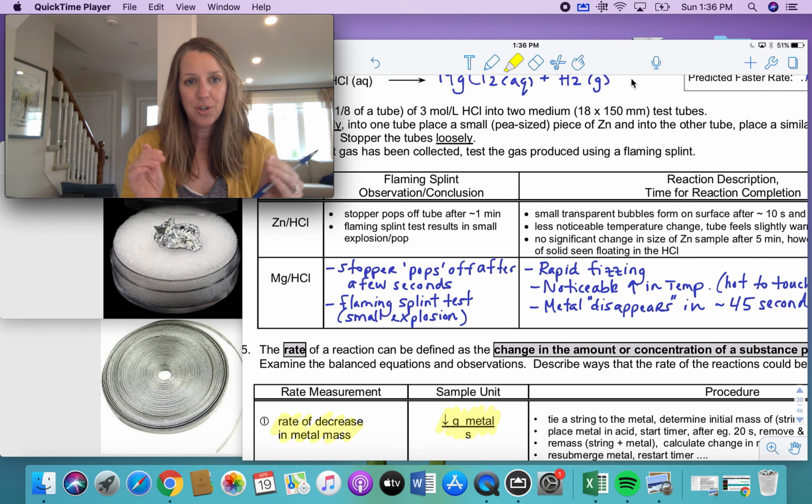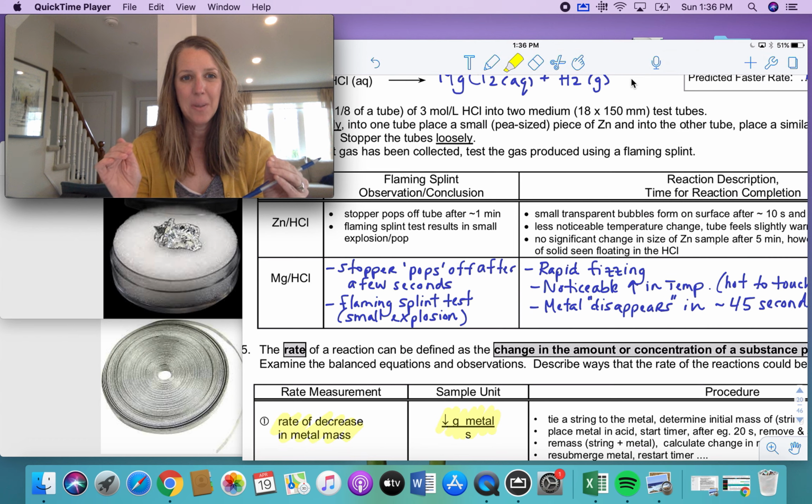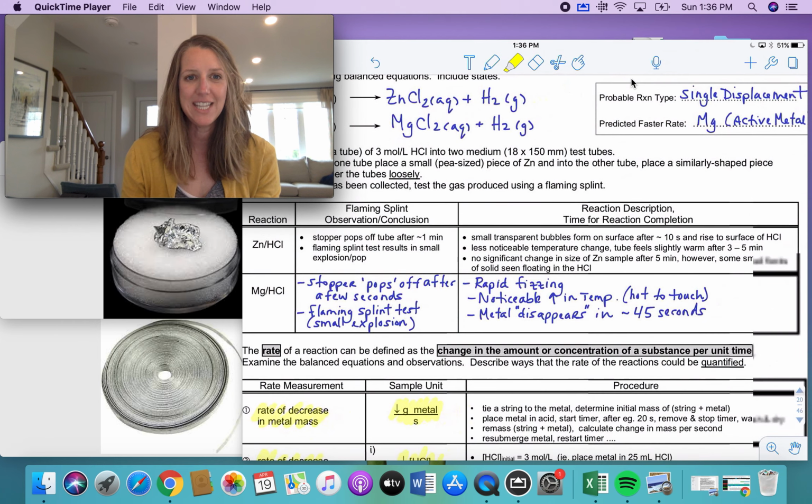But again, if you're just going to randomly check out a video, just make sure that you're having a look at the concentration of the hydrochloric acid, because you may have one that's more concentrated, and then you may say, oh, well, it looks like the zinc's going to go at a faster rate. And that's not going to be the case. The magnesium will be faster, okay?